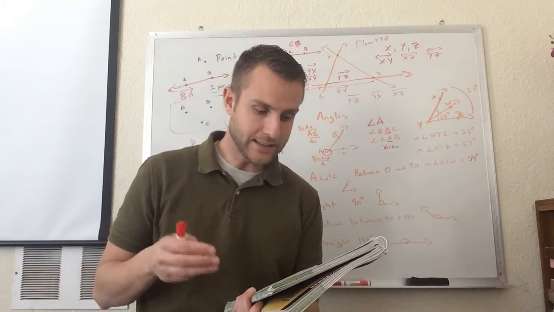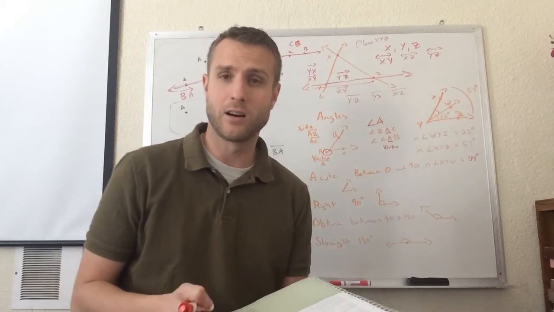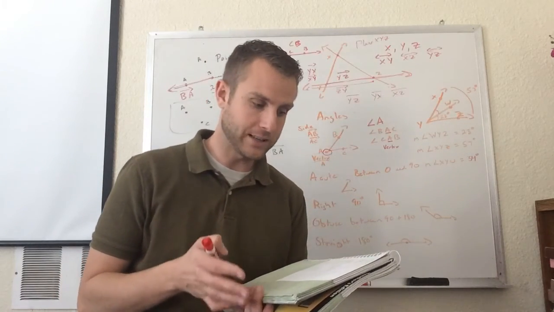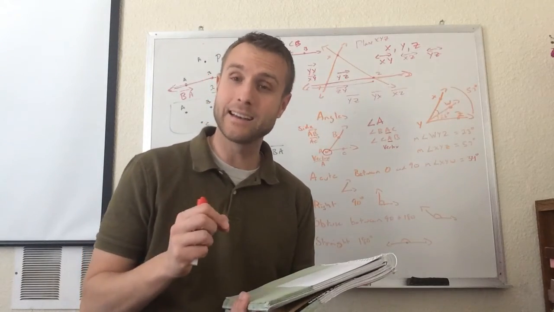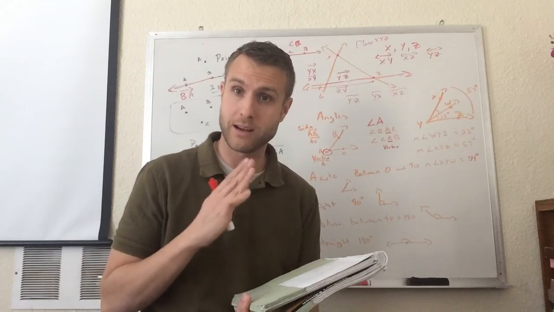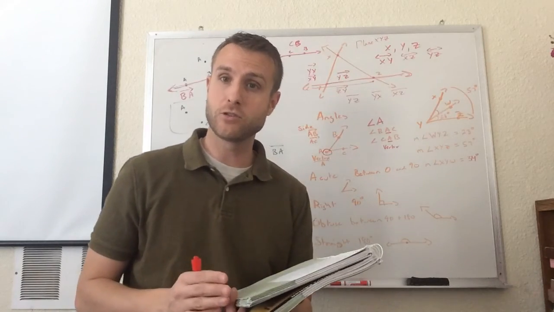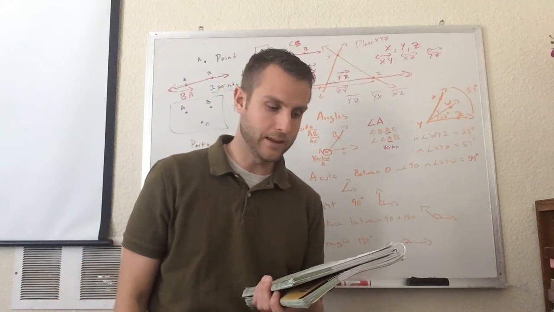For numbers 18 and 20, you're going to draw. It doesn't matter what the degrees are, but you have to draw the correct angles, acute, right, straight, and obtuse. And after you draw them, make sure you use a ruler to draw them so they're nice and straight. After you draw them, you have to measure them with your protractor and give the angle measurements.